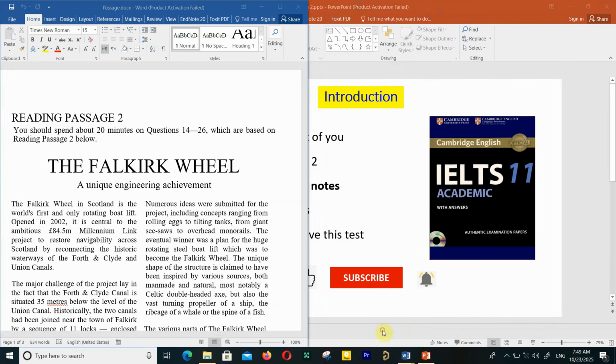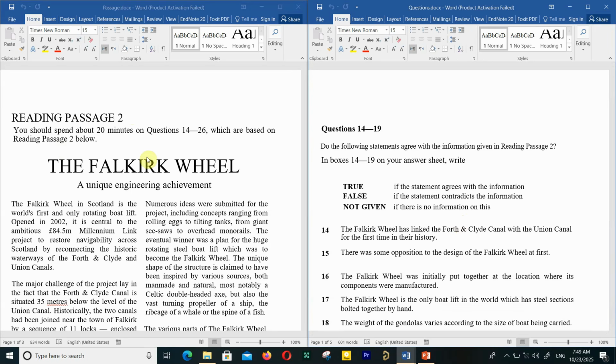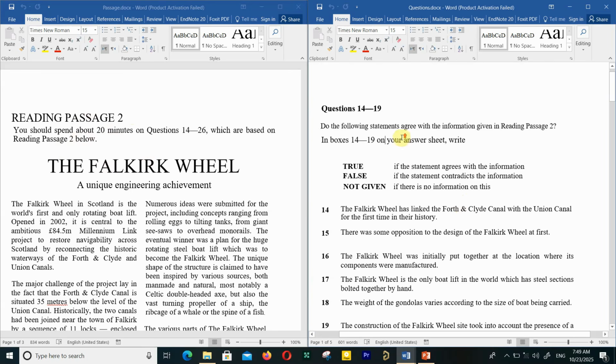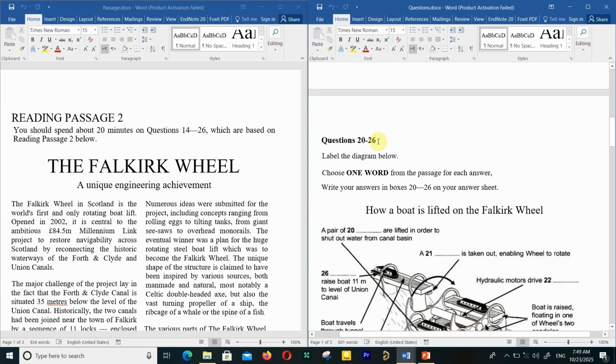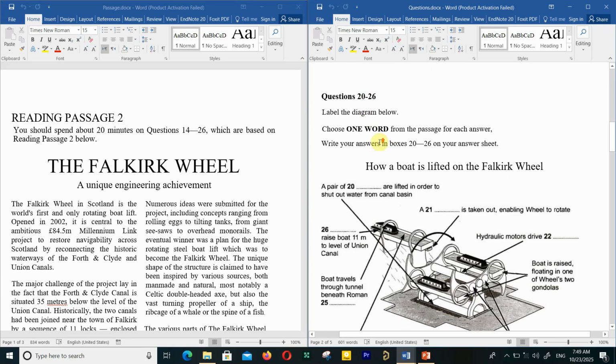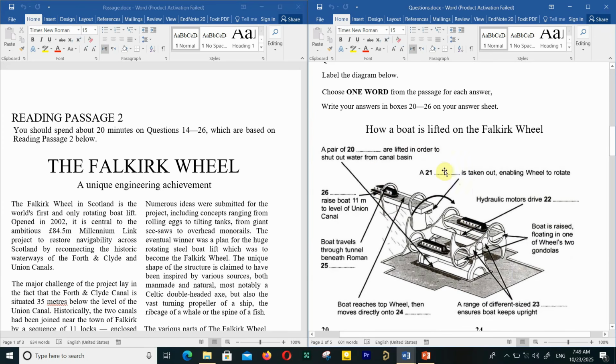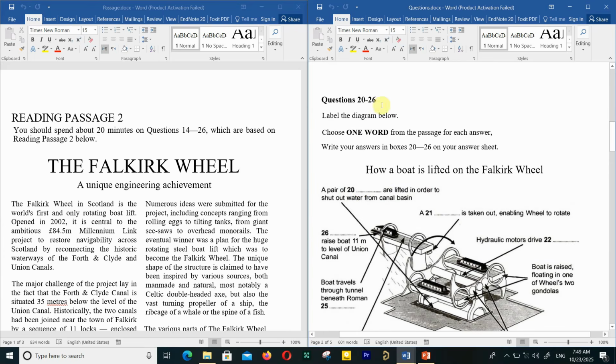I'm going to split the page in two halves. On the left hand side you can see the passage, and on the right hand side you can see the questions of this IELTS reading. So this is the title, The Falkirk Wheel, and these are the questions 14 till 19, true false not given, and questions 20 till 26. This is labeled the diagram below. You have to complete these blanks from 20 to 26.